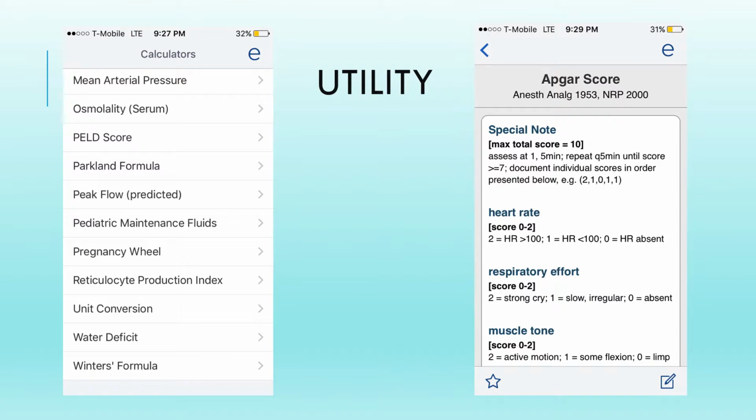There is also a tab for calculators, which has a list of helpful calculating tools. Examples of calculators include body mass index, drug dosing, mean arterial pressure, and Parkland formula.